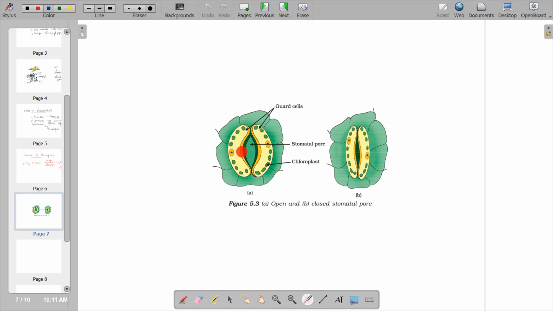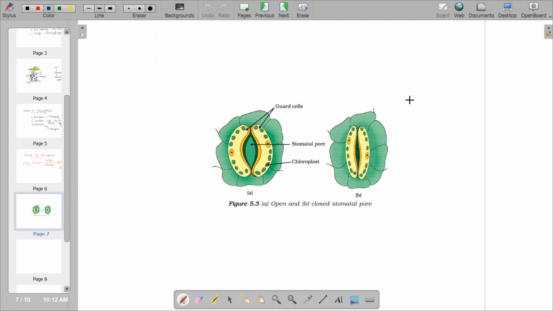So now we are looking at the stomata diagram. Okay, so this is the stomatal pore, and in the guard cells, chloroplasts are present. The first diagram represents the open stomatal pore. The second diagram shows it is closed. Okay, so you can expect an MCQ question.